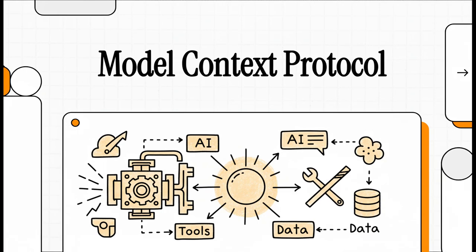All right, let's talk about something that's quietly become one of the most critical pieces of the entire AI revolution. It's called the Model Context Protocol, or MCP for short. And honestly, it's the hidden engine that's finally making AI truly, truly useful.